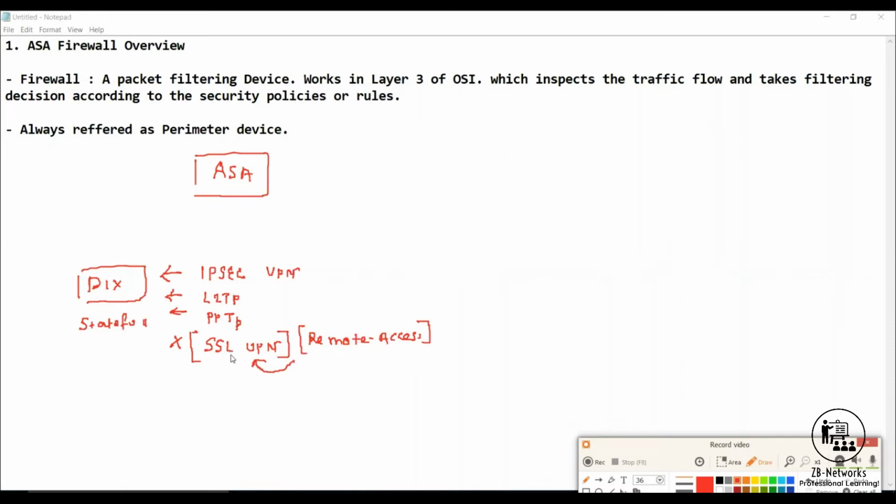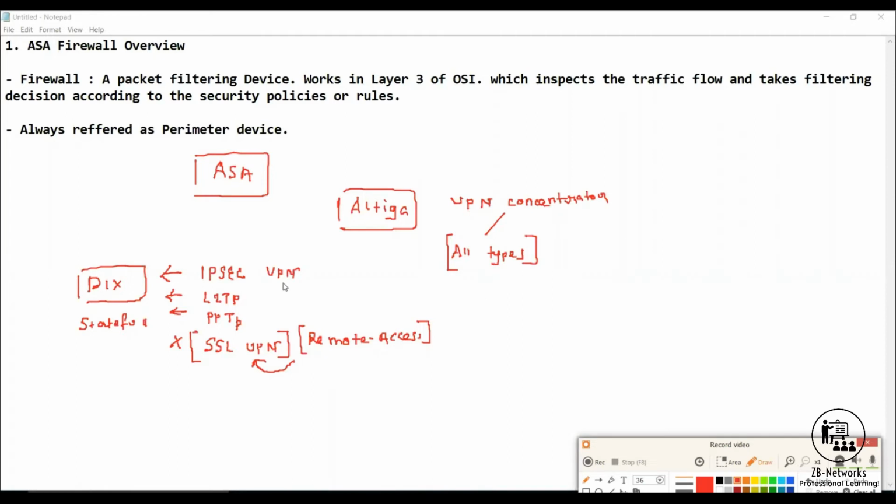So at the end of the day, the PIX was not supporting SSL VPN or basically a remote access solution, because of which Cisco actually acquired one company called Altiga. All right. And Altiga was developing one product called VPN Concentrator. This VPN Concentrator appliance supports all types of VPN capabilities. It has SSL VPN, IPsec, you name it.